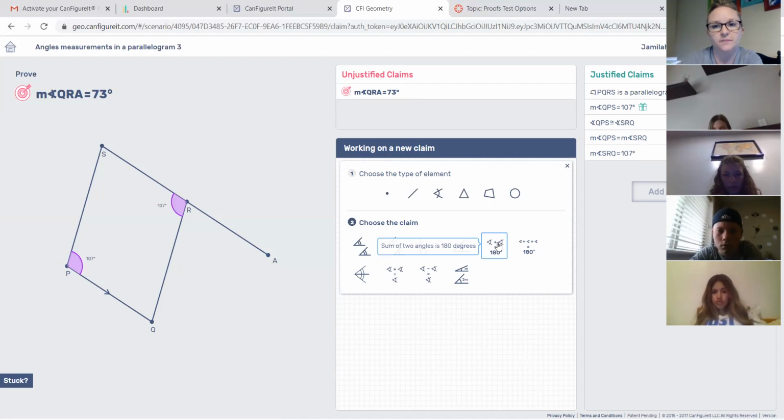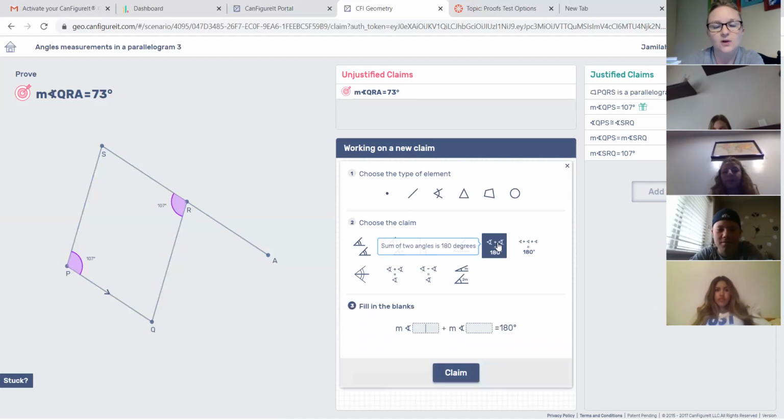How about this? Which two angles do we guarantee add up to 180 degrees? This one and this one. You with me?